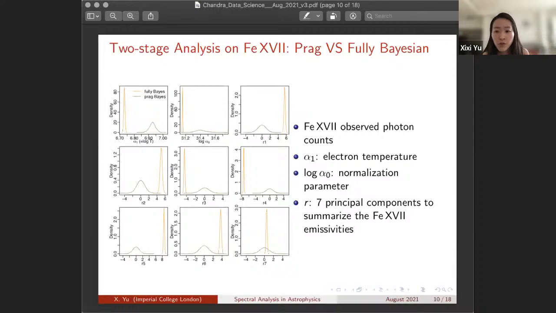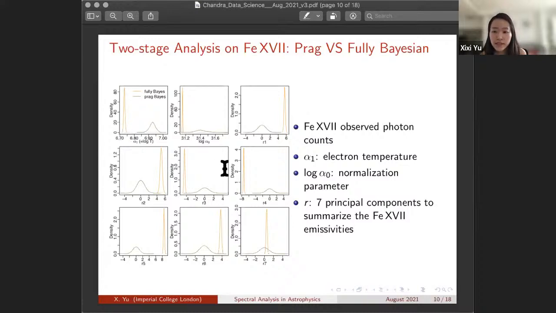So we noticed that incorporating the uncertainty of emissivity under the pragmatic Bayesian model will introduce large error bars compared to the case where we don't consider the uncertainty of emissivities. On the other hand, the fully Bayesian model is shrinking the error bars compared to the pragmatic Bayesian model. And also for the posterior samples like density, temperature in this case, and normalization parameter, we can see there are gaps between the pragmatic Bayesian results and the fully Bayesian results, and also the error bars got shrunk under the fully Bayesian model.